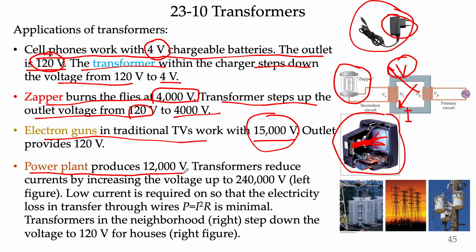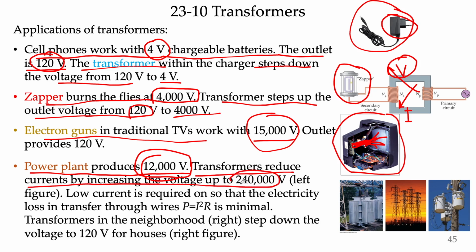So the power plants produce voltage. It could be a dam, or it could be wind power. They produce high voltage, which is fine, but they also produce some current, and what you want to do is minimize the current. So transformers reduce current by increasing the voltage up to 240,000.